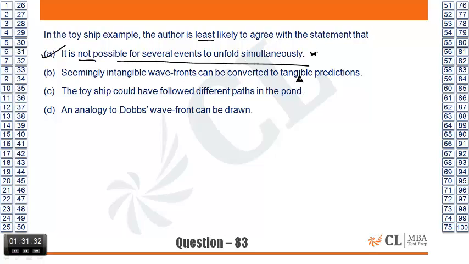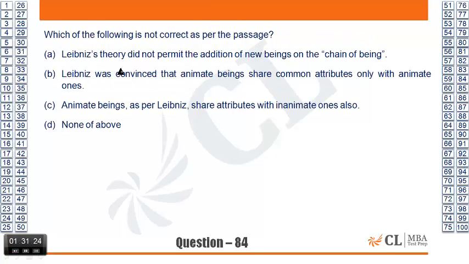Seemingly intangible reference can be converted into tangible prediction. Okay. The toy ship could have followed different paths on the pond. Okay. Analogy to Dobbs reference can be drawn, which is what it did. So okay. Which of the following is not correct? Liebman's theory did not permit the addition of. This is chuck it.